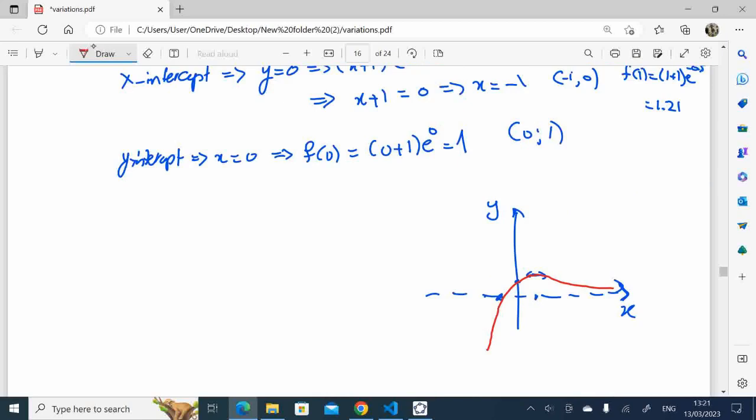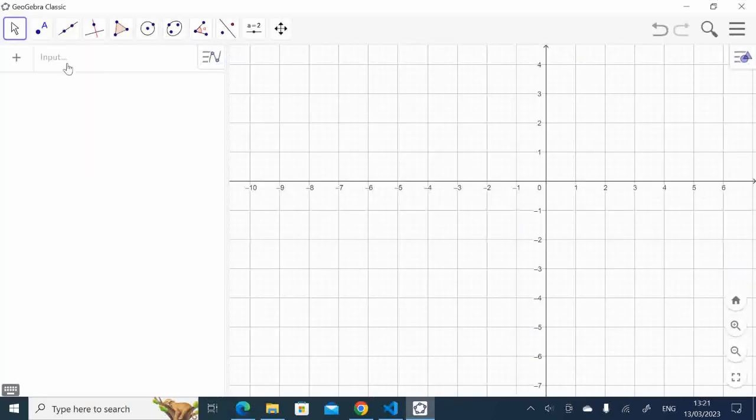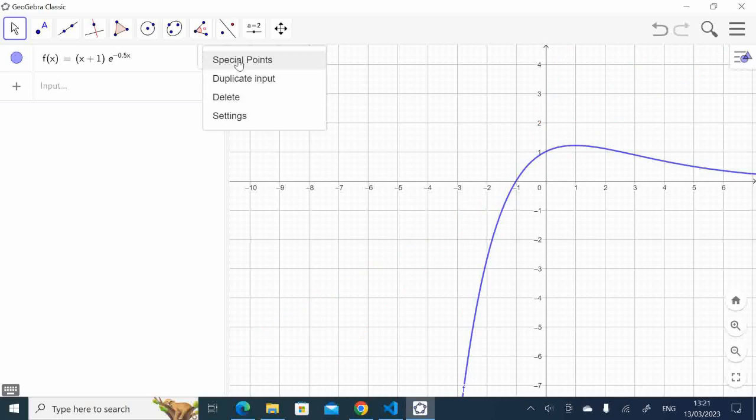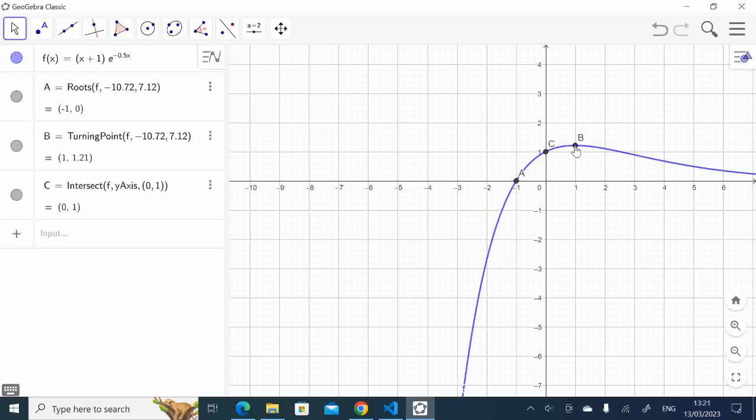To make sure, let us draw the graph on GeoGebra. So this is f of x, which is equal to x plus 1 times exponential e power minus 0.5x. So this is the graph. So let us check the maximum. So this is the special point B, which is the maximum, 1.21.